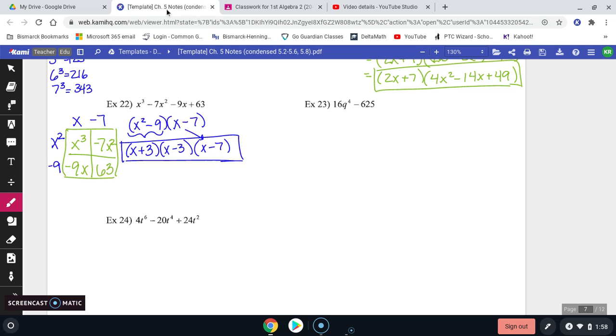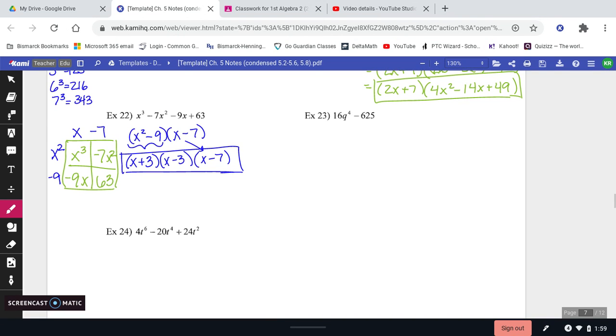Okay, we are going to finish up this factoring section today. So we have a few more that we want to look at. Okay, number 23.